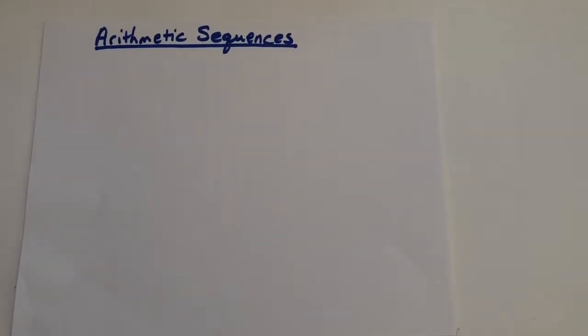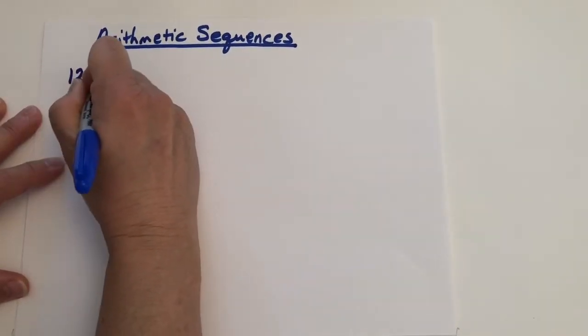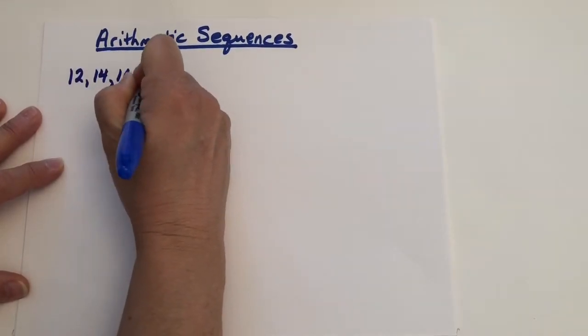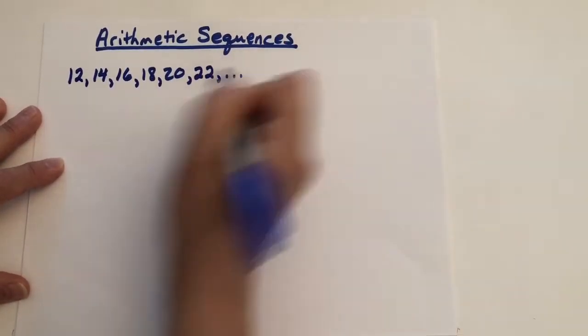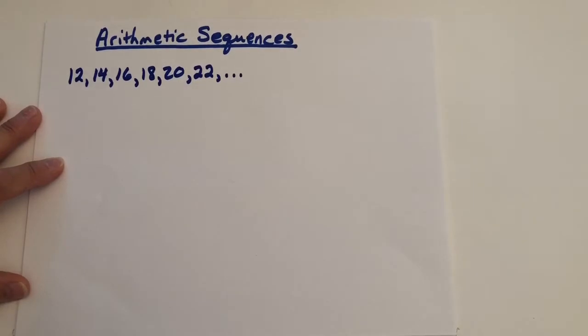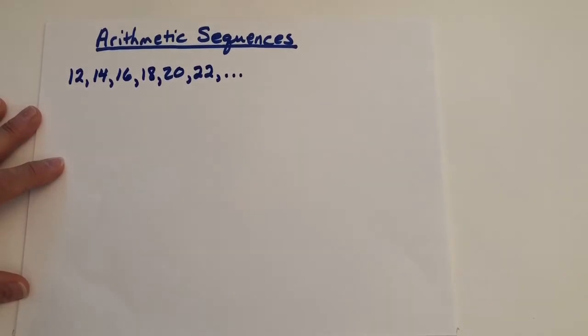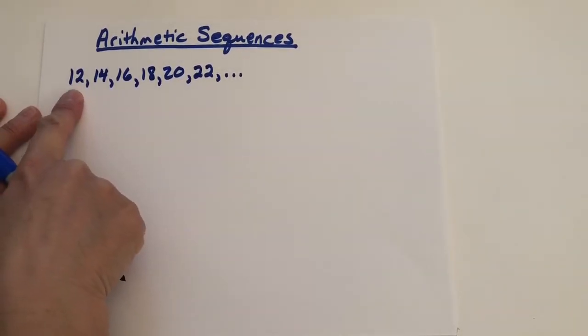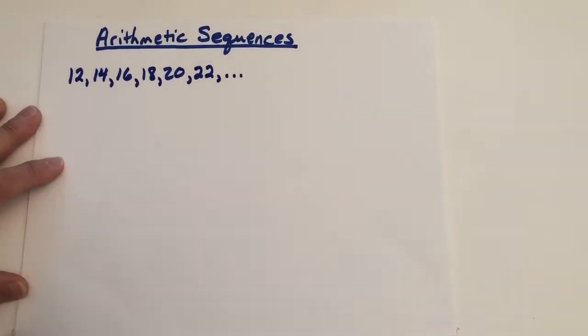Special sequences called arithmetic sequences. Let me give you an example of an arithmetic sequence. 12, 14, 16, 18, 20, 22, and on it goes. And notice what makes this special is that to get from one term to the next, you always add the same number. So from 12 to 14, we'd add 2, and then we'd add 2 again, and again, and again. And another way to say that is that the difference between any two consecutive terms is the same.